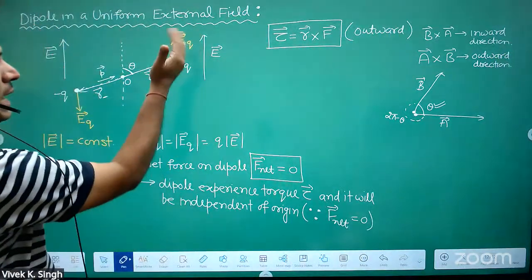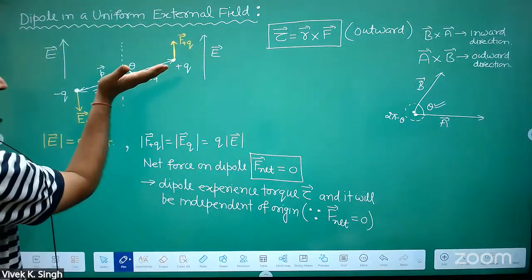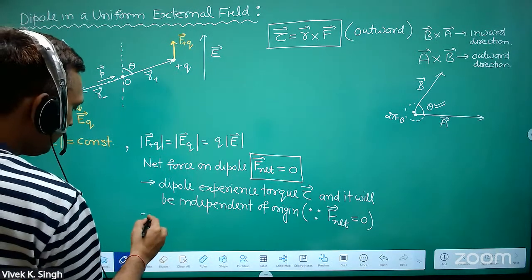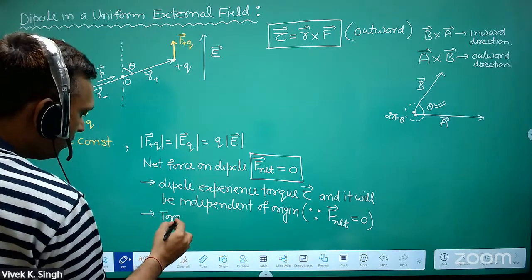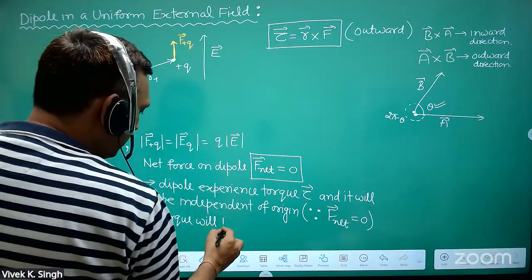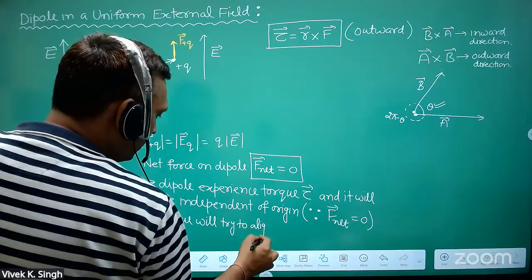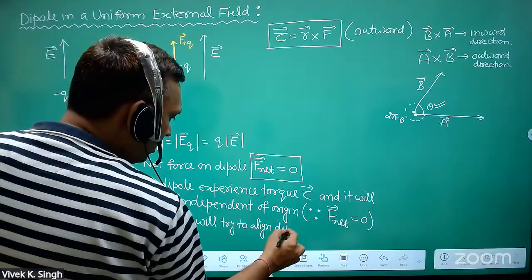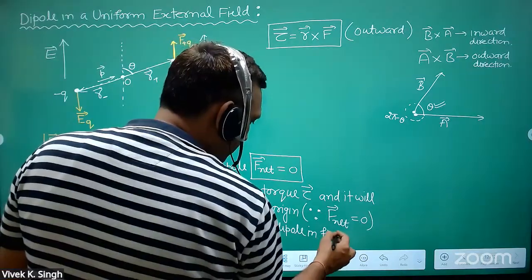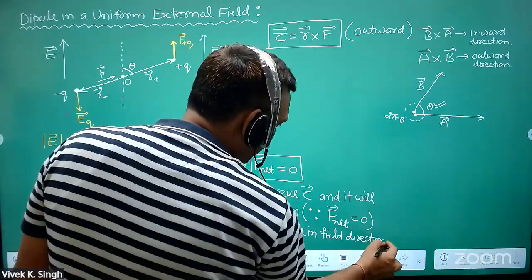तो यहां पे देखो R क्रॉस F की डायरेक्शन आउटवर्ड होगी. और ये टॉर्क क्या करेगा? टॉर्क विल ट्राई टू अलाइन द डाइपोल इन फील्ड डायरेक्शन. ठीक है.